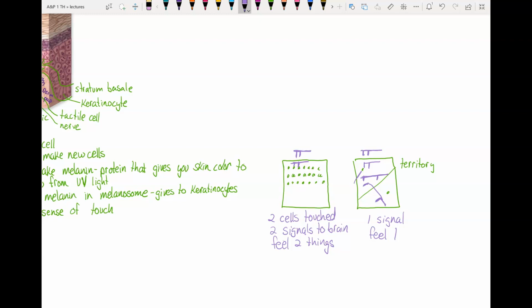You're going to have this caliper that has these 2 points and you can adjust how far apart they are. You can touch different parts of the skin and see if you feel 1 thing or 2 things, and you can map out where your sensory receptors are by doing that.